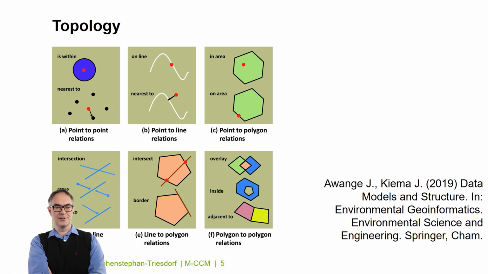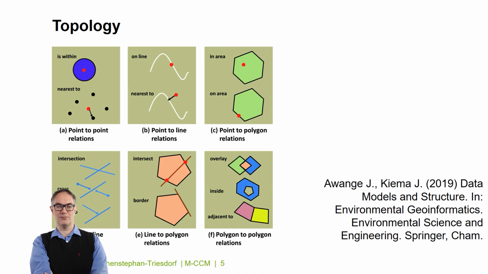So in the top left, you see relationships between different points, and they are in proximity to each other. On the second top image, you see a point in relation to a line, and on the upper line, the point is intersecting with the line. The bottom one, the point is close or near to the line. In the third image, you have a point contained in a polygon or a point adjacent on the boundary of a polygon. And the same for lines and lines in the bottom left, lines and polygons, the mid bottom, or polygons and polygons, the bottom right.